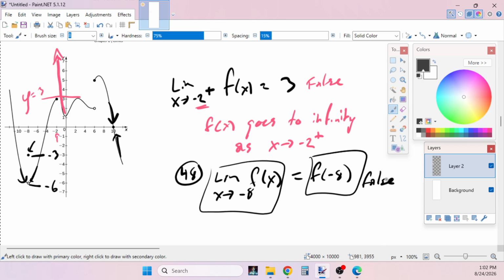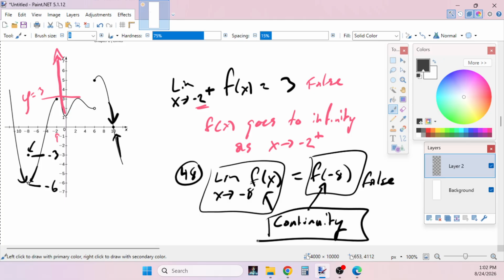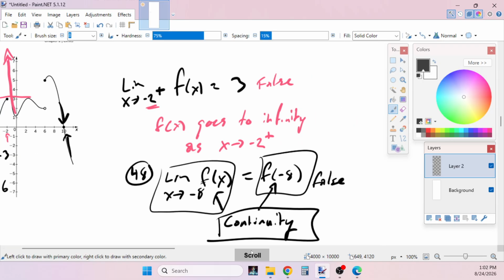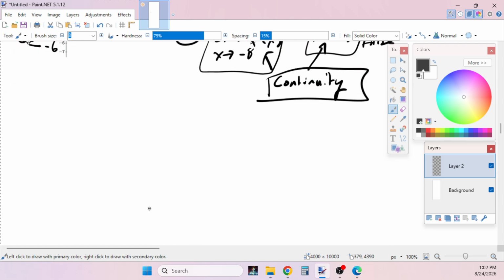In later sections, we will learn a term for when the limit equals the function. Well, we'll learn the term now. It's called continuity. When the limit equals the function, we say the function is continuous. We'll get more into that later on. But this function is not continuous.